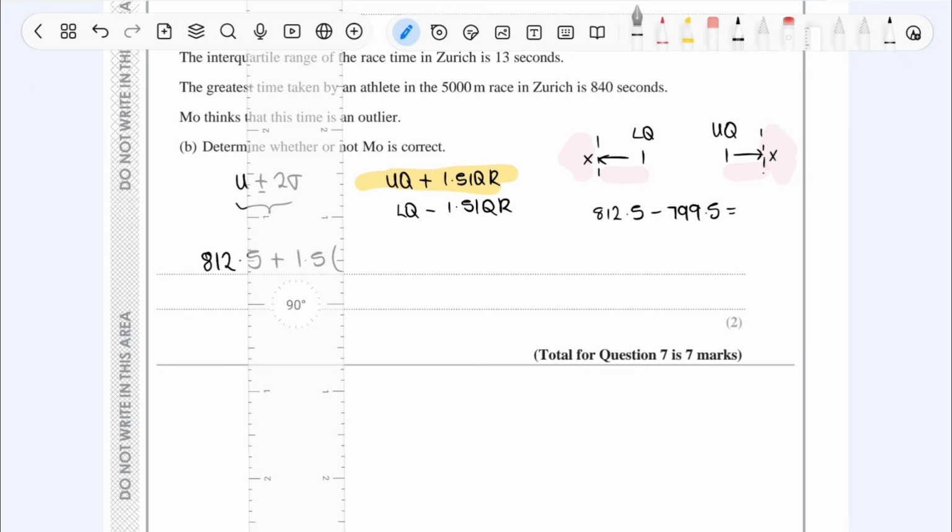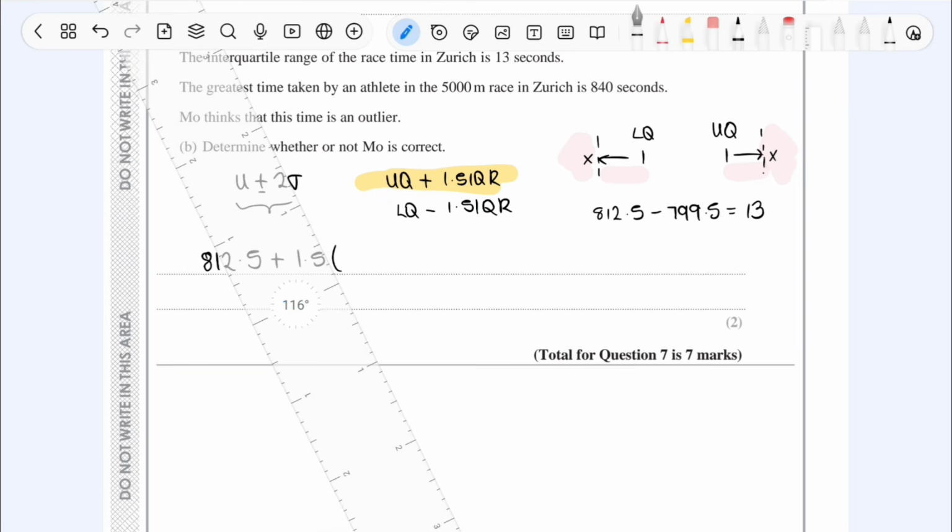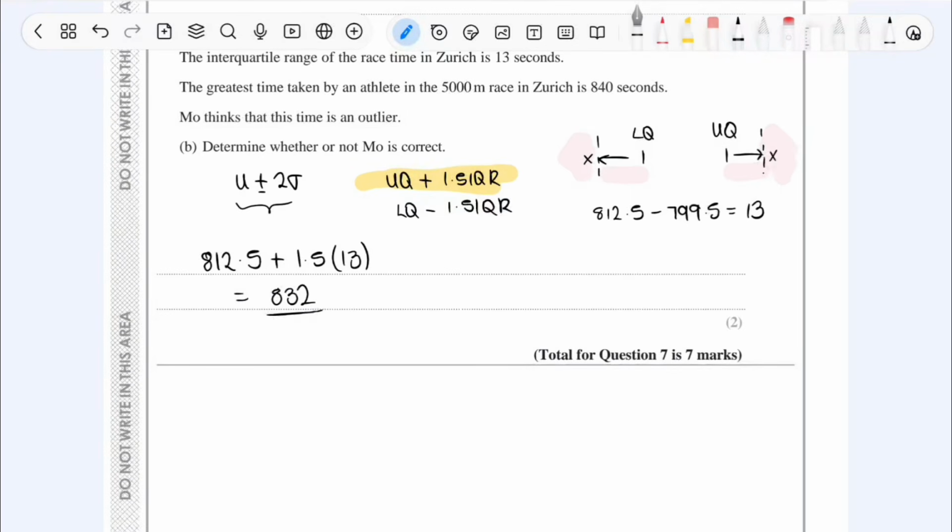I'm going to quickly type this into the calculator. 812.5 minus 799.5, and we get 13. So we need 1.5 lots of the IQR, which is 13. I'm going to type this into the calculator now, and you get 832. That's the final answer.